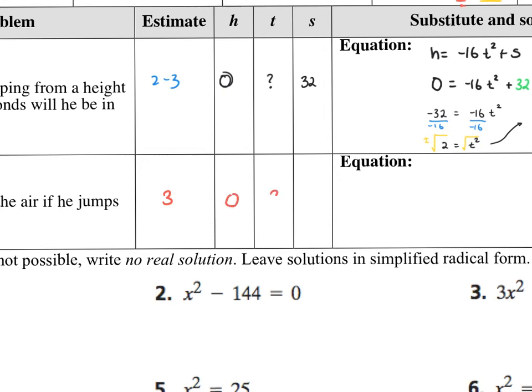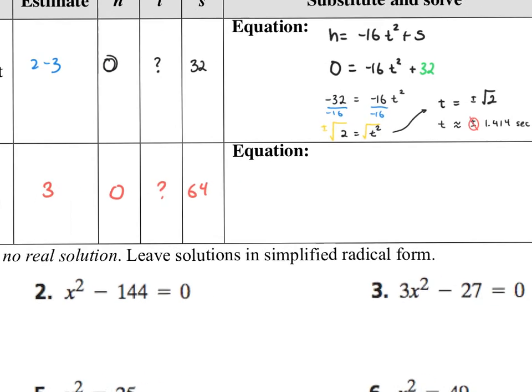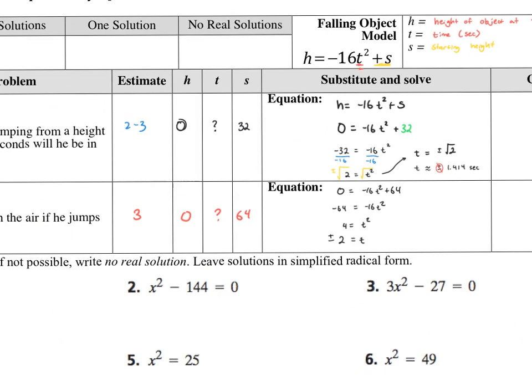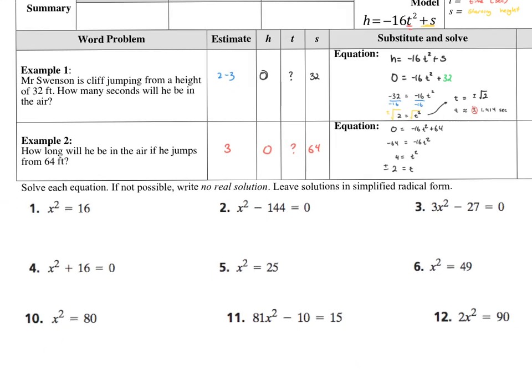But again, the height is 0, we don't know this, and 64. So let's plug it in, and we're going to put 0 when we hit the water, negative 16 t squared at a height of 64. Subtract from both sides, and then divide, and that'll give me a 4 t squared. And when you take the square root, you get plus or minus 2 seconds. 2 seconds. 7 floors up. And that's what we end up getting.